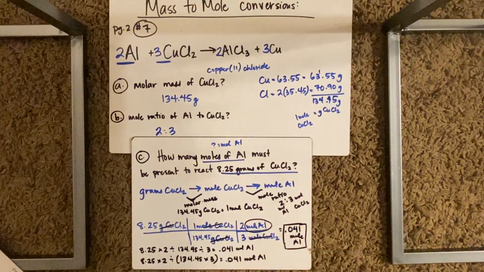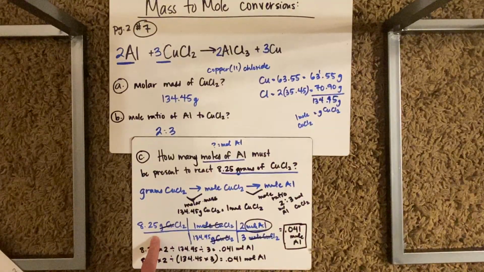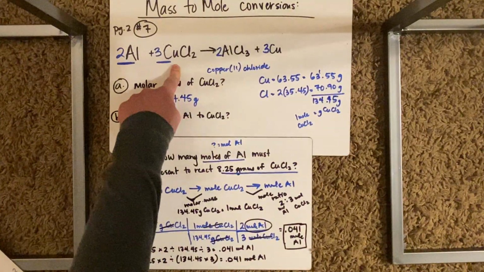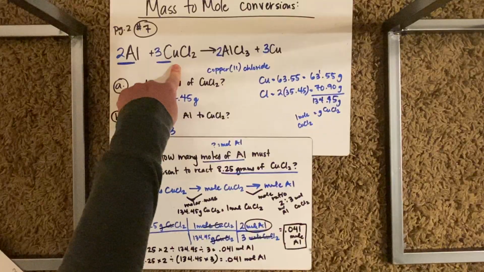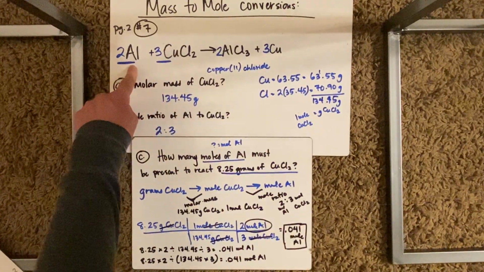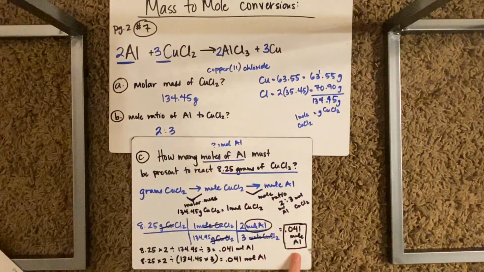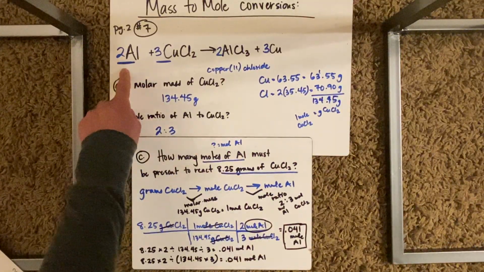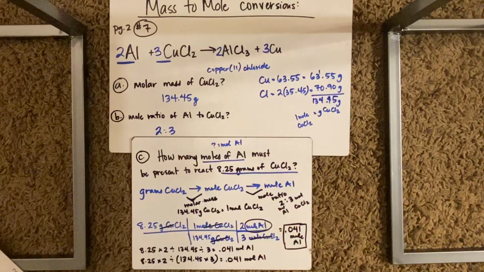So that means that if we have 8.25 grams of this copper 2 chloride, like let's say we go into our little chemical closet and that's how much we have, then we would have to have a minimum of 0.041 moles of aluminum to make this reaction work.